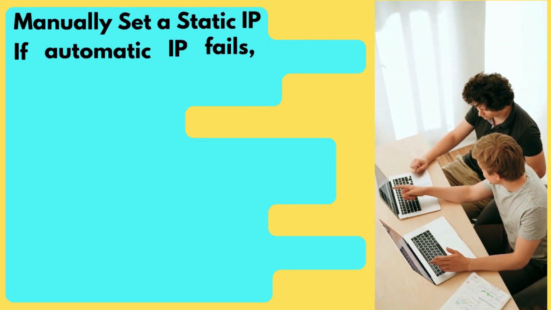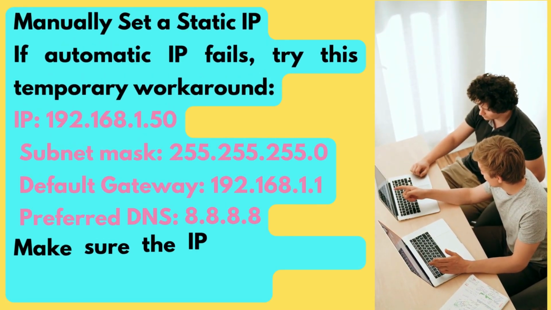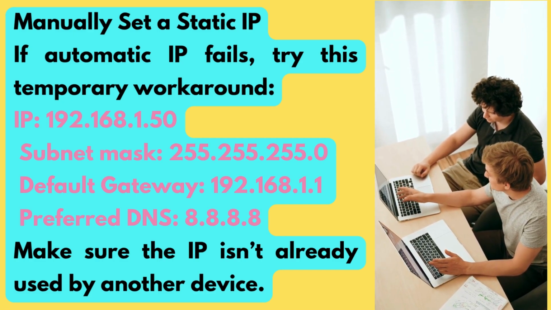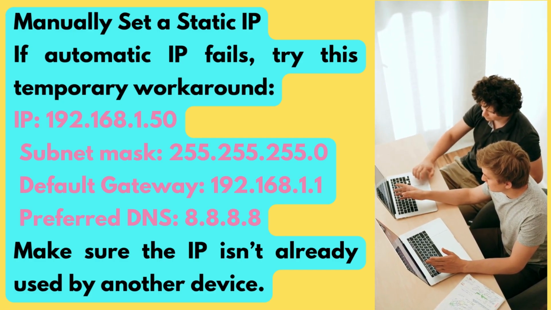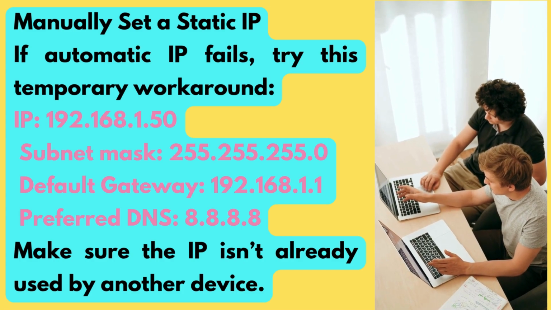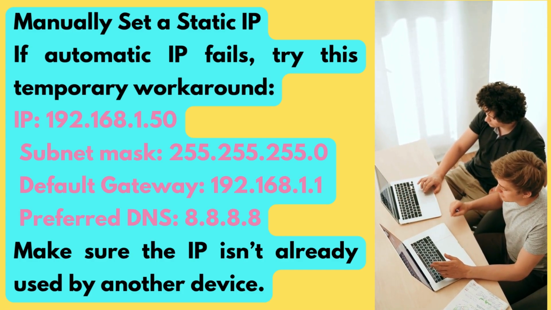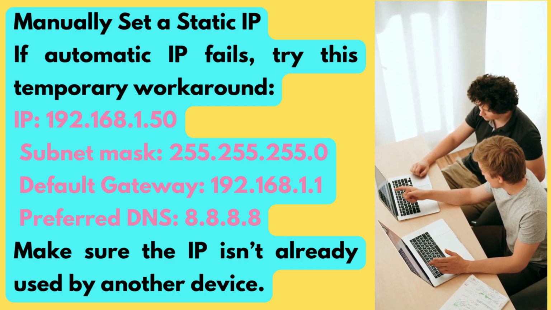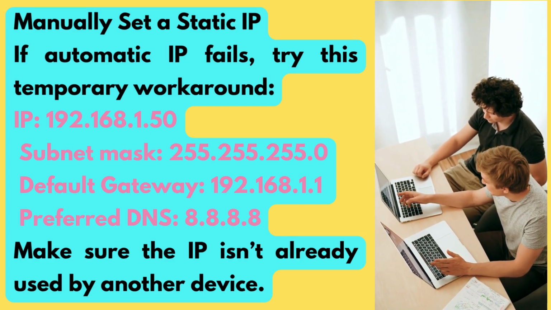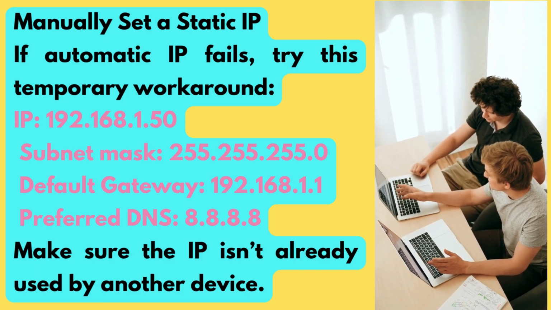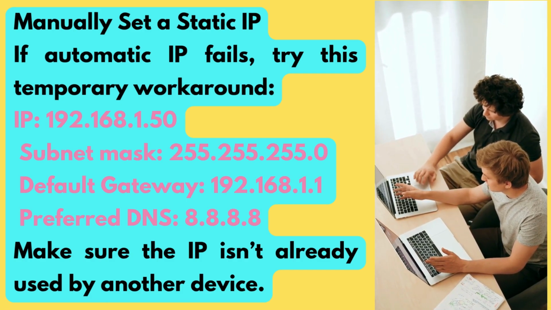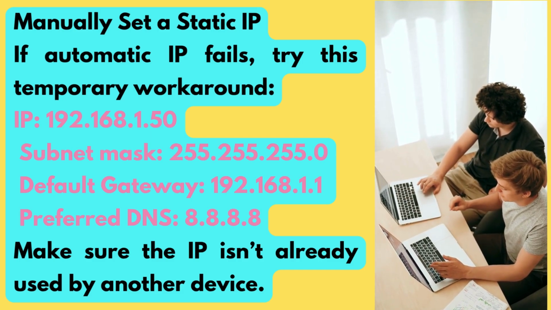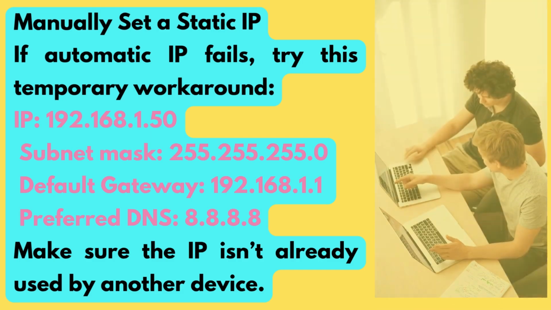Manually set a static IP. If automatic IP fails, try this temporary workaround. IP: 192.168.1.50, subnet mask: 255.255.255.0, default gateway: 192.168.1.1, preferred DNS: 8.8.8.8. Make sure the IP isn't already used by another device.